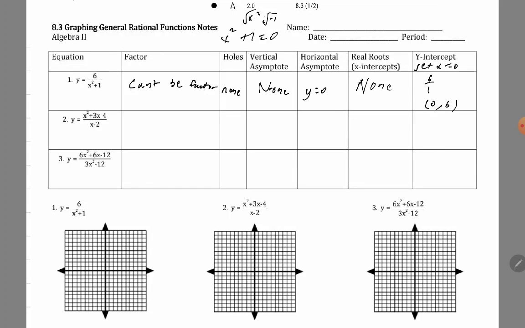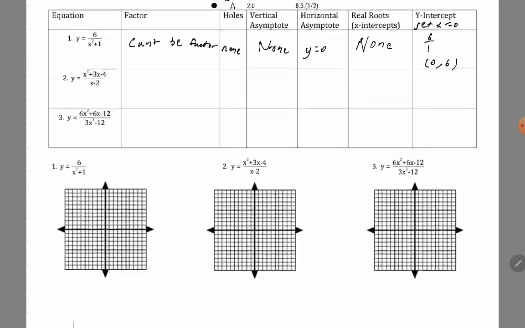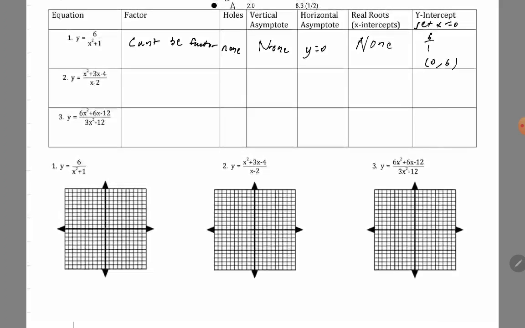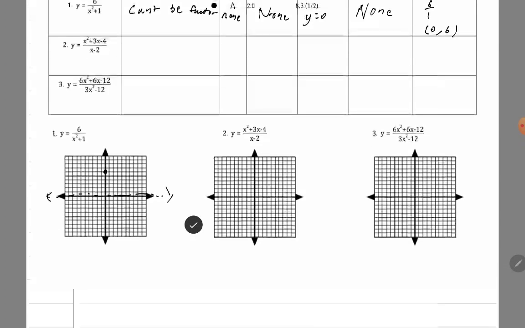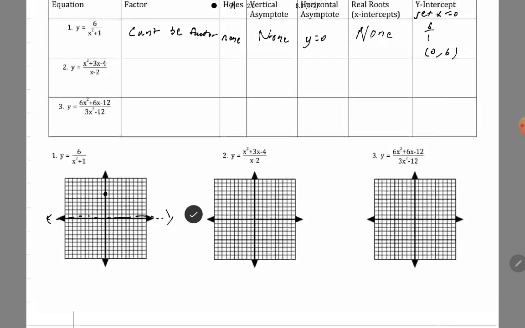Okay. And now we're just going to plot. So (0, 6) is our y-intercept. We don't have any holes. We don't have any vertical asymptotes. We have a horizontal asymptote at y equals 0. And we're just going to go ahead and plot some numbers. So make an x and y table.